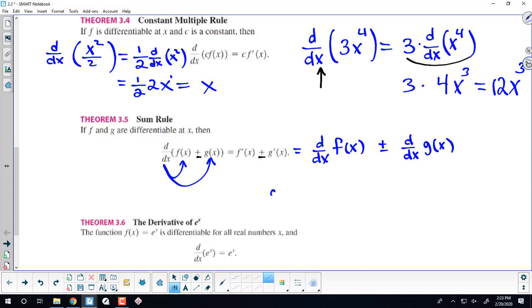For example, if we had to take the derivative of 2x cubed minus x squared, we see there's two functions of x separated by subtraction. So we're going to take the derivative of 2x cubed and then subtract off the derivative of x squared.